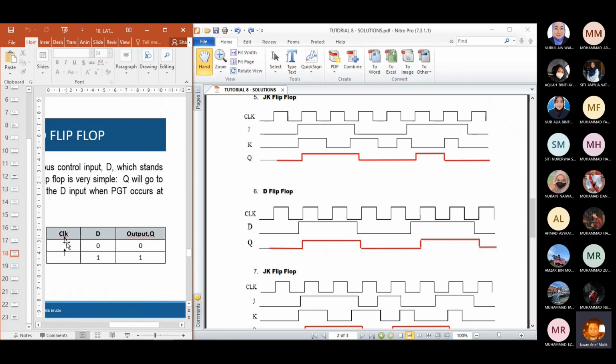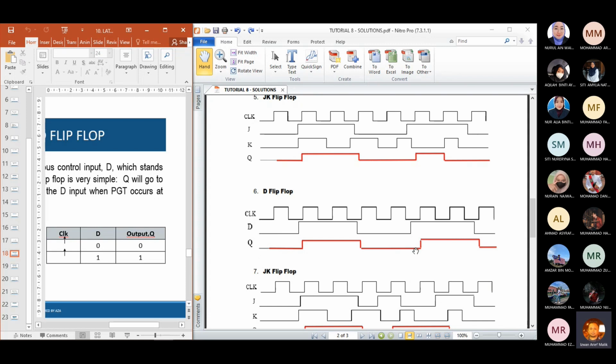Okay. Macam ni clock dia pada positive going transition lah. So this is the first clock, D is 0, so it becomes 0. Second clock D is 1, dia jadi 1. Third clock D is 1, jadi 1 juga. Fourth clock D is 0, then dia akan jadi 0. Dekat sini jadi 0. Dekat sini jadi 1. Dekat sini jadi 1. Dekat sini jadi 0. Okay, then you will have the output of the D flip-flop punya timing diagram.